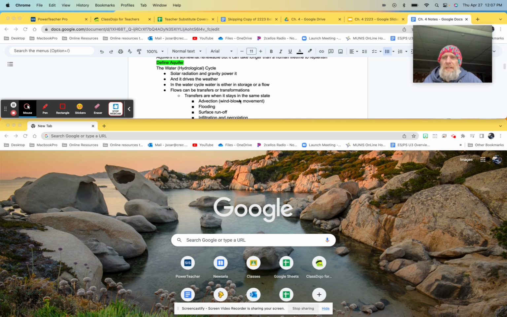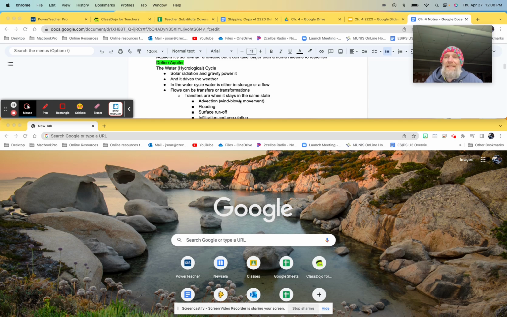So basically, solar radiation evaporates the water from the ocean. Those clouds then go over land where gravity pulls the rain down and it hits the ground, and then gravity pushes it back out to the ocean via the rivers, and it drives the weather. That's another major thing. In the water cycle, water is either in storage or in a flow. Flows can be transfers or transformations.